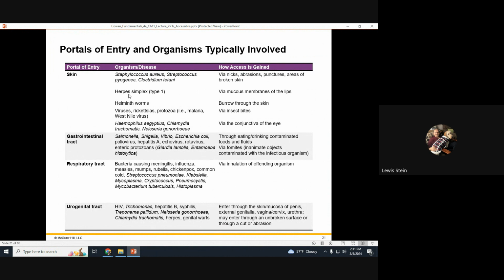So herpes simplex is not really skin, it's mucous membrane. Again, sometimes PowerPoints have incorrections. I don't know enough about worms, but they do go through the skin, and a ton through insect bites.